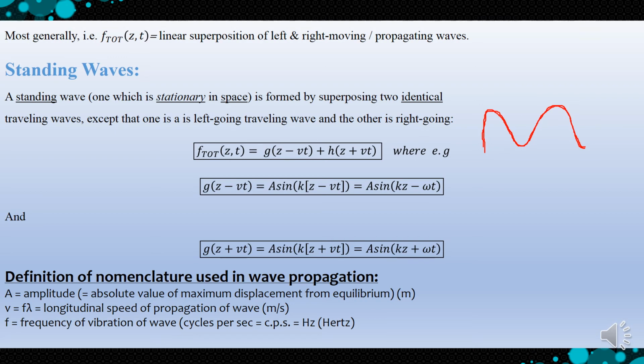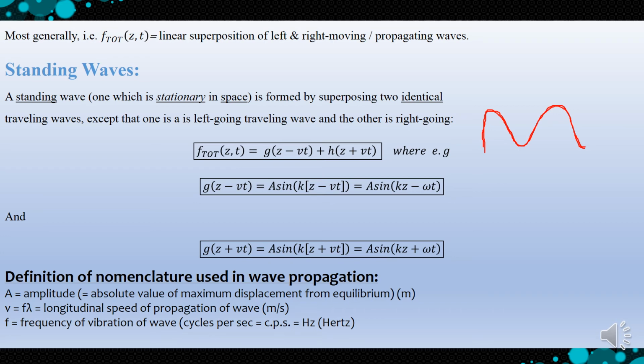So the formula of a standing wave is f total of z of t is equal to g of z minus vt plus h of z plus vt, where g of z minus vt is equal to a sin k into z minus vt, which is equal to a sin kz minus omega t, and h of z plus vt is equal to a sin k into z plus vt, which is equal to a sin kz plus omega t. So what are these new terms? What is a, what is k, what is omega? We learn it from here.